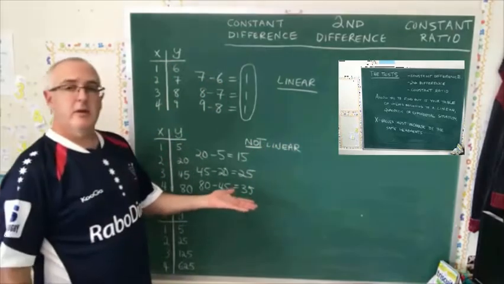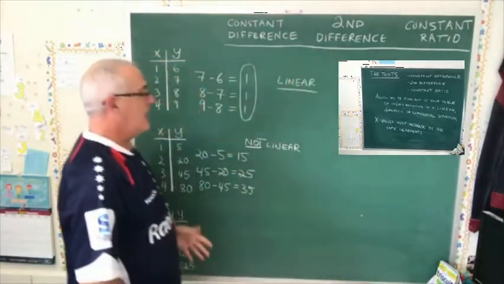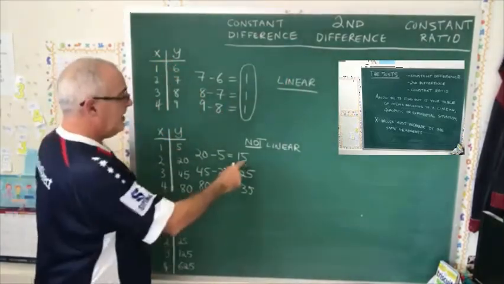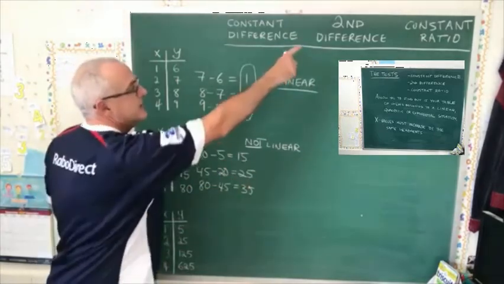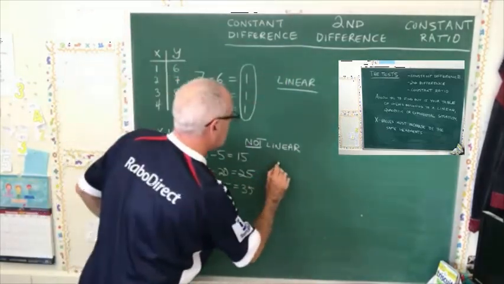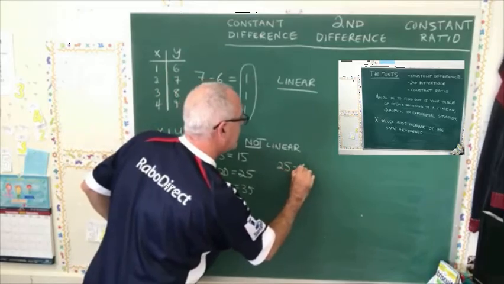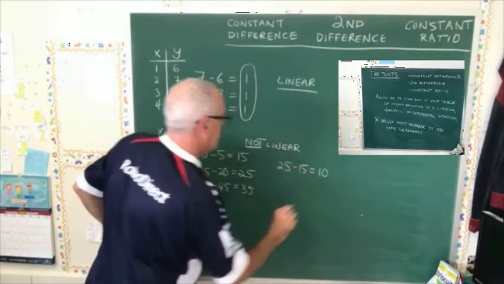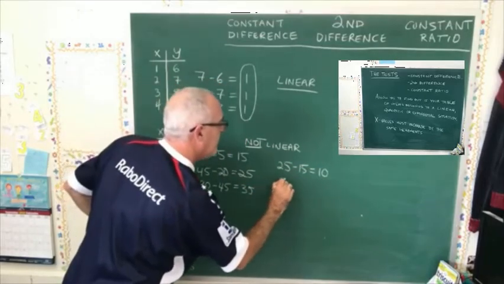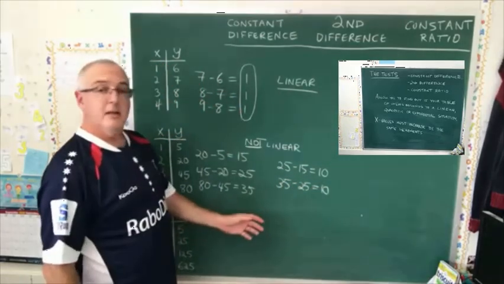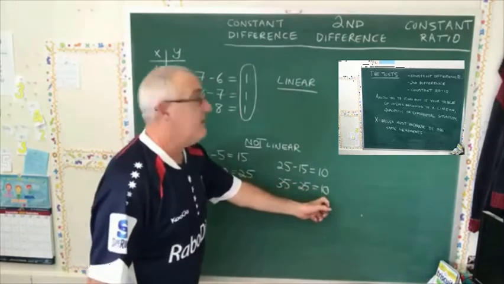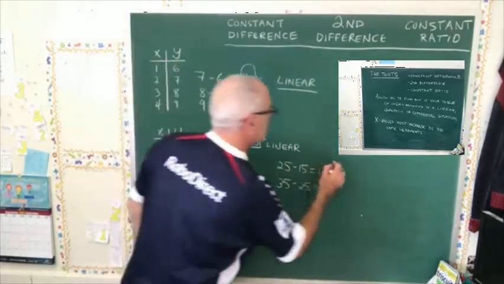So we move on and we do the next test, which is the second difference. Fortunately, the numbers we need are the answers to the constant difference. So we're using these numbers again for the second difference test. 25 minus 15 equals 10. 35 minus 25 equals 10. So I am constantly getting the same second difference. So that means this is quadratic.